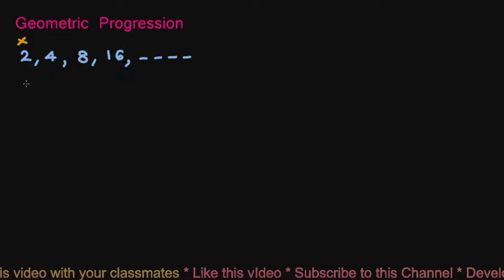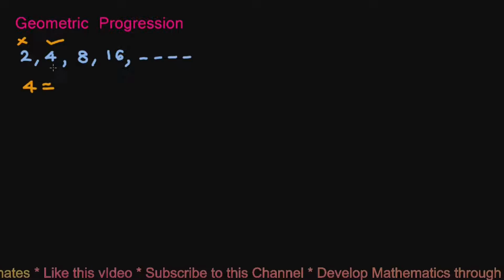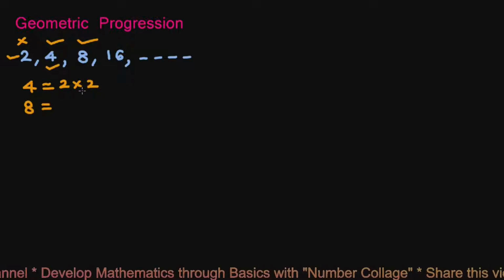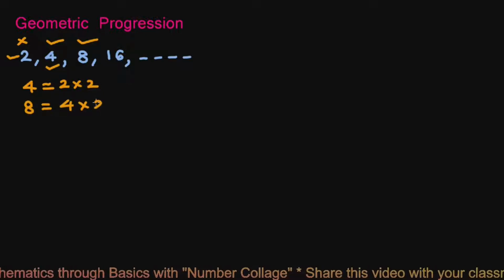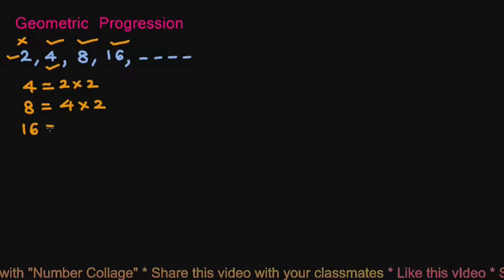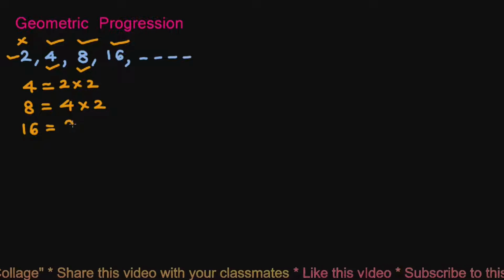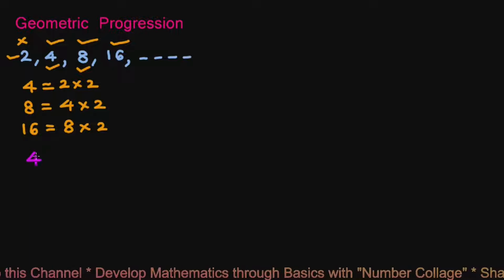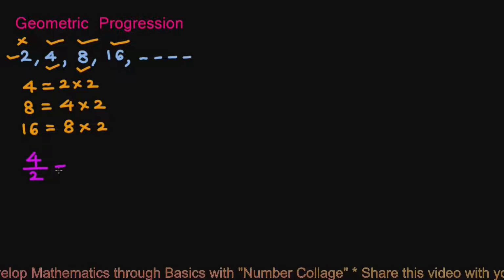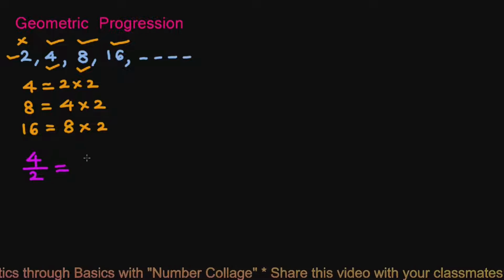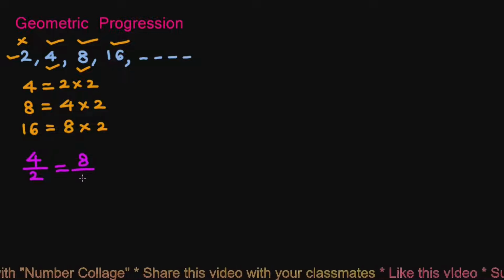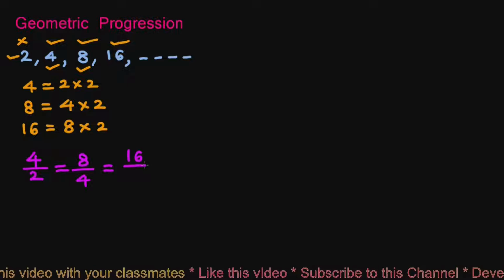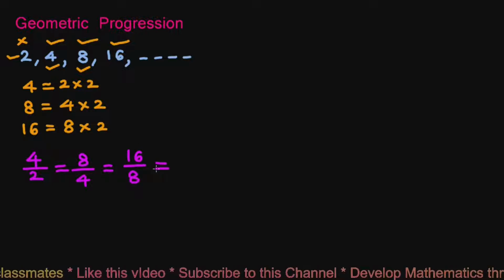by a fixed number. For example, we can obtain 4 by multiplying its previous number 2 by 2. We can obtain 8 by multiplying its previous number 4 by a fixed number 2. We can obtain 16 by multiplying its previous number 8 by a fixed number 2. In other words, the ratio of the second term 4 to the first term 2 is the same as the ratio of the third term 8 to its previous term 4, which is the same as the ratio of the fourth term 16 to its previous term 8, that is 2.